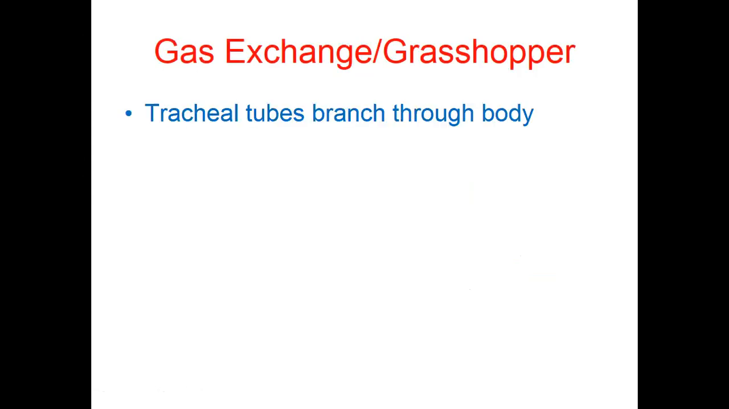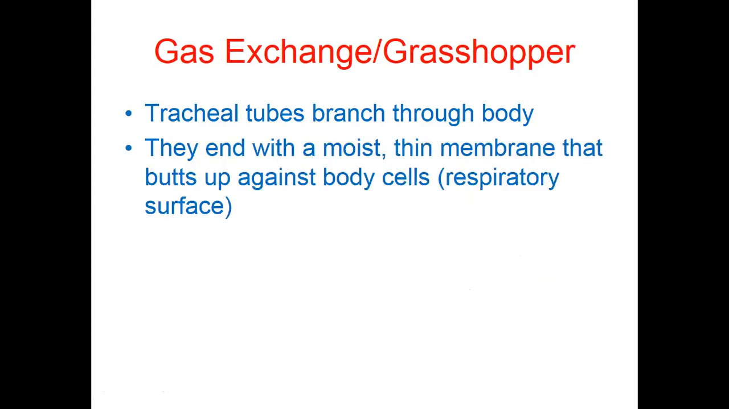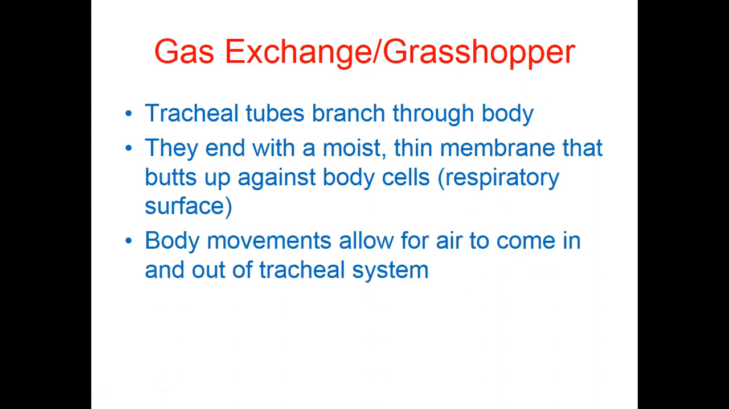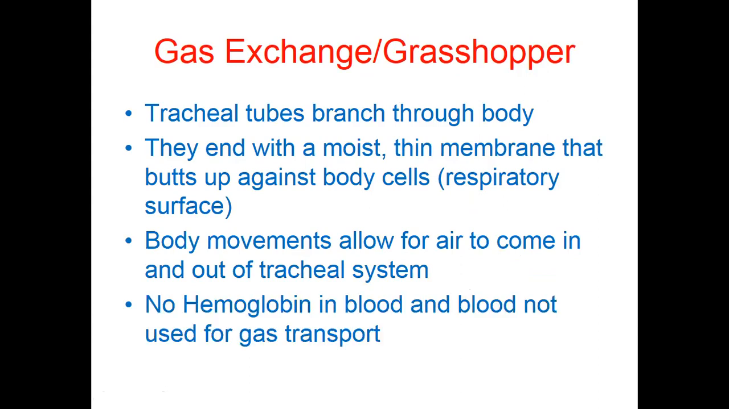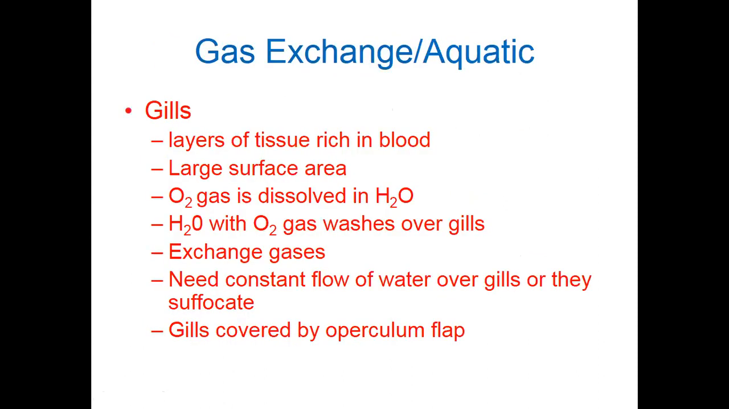Gas exchange in case of grasshopper: tracheal tubes branch through the body. They end with a moist, thin membrane that butts up against body cells, the respiratory surface. Body movements allow for air to come in and out of the tracheal system. There is no hemoglobin in the blood, and the blood is not used for gas transport.